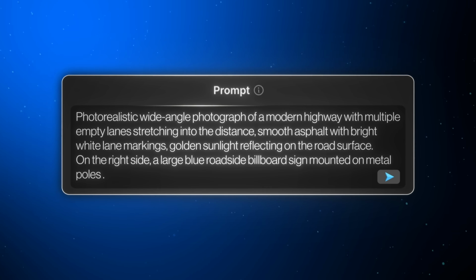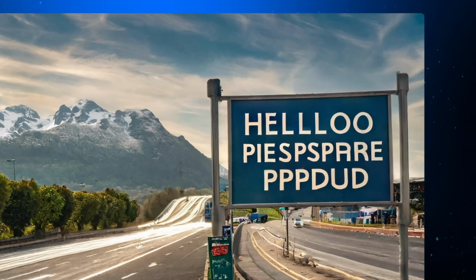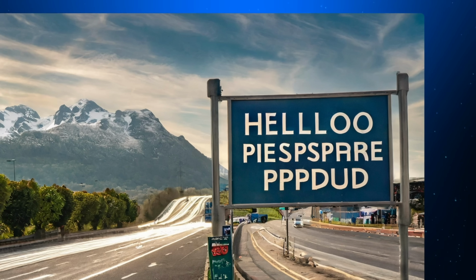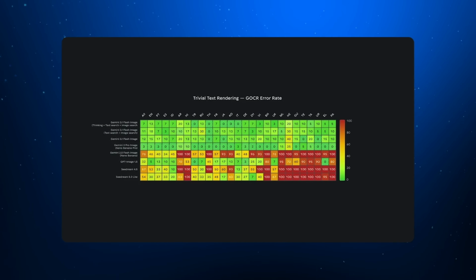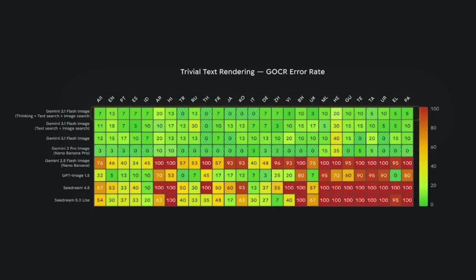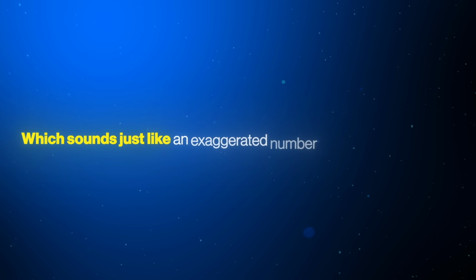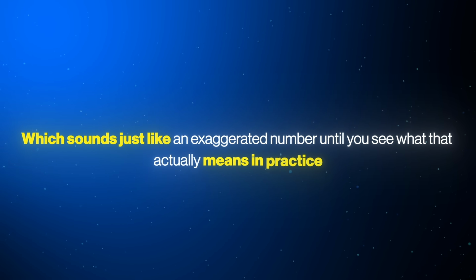Up until now, text has been the single biggest giveaway that an image was made with AI. You generate something that looked great, and then the text on a sign or a label would come back garbled, misspelled, or just completely unreadable, and the whole thing would fall apart. Nano Banana 2 hits about 94% accuracy on text rendering, which sounds like an exaggerated number until you see what that actually means in practice.